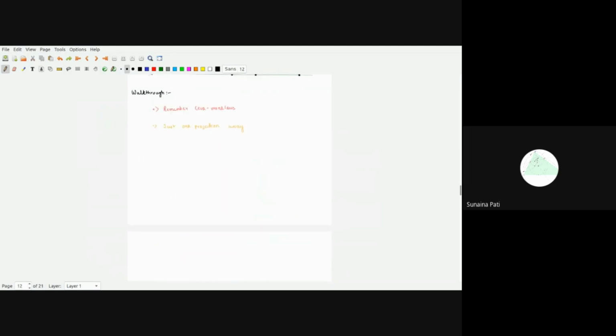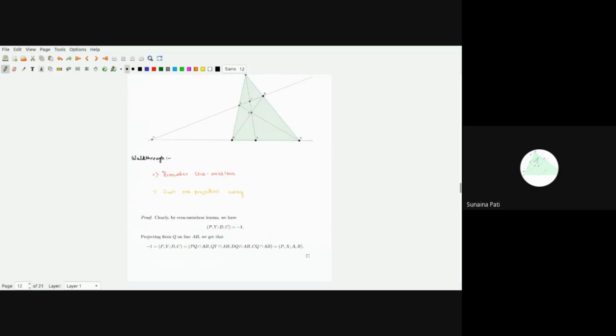Yeah, so exactly what Ravi told us. I'll just copy paste the proof here because it's exactly the same as what Ravi said. So by Ceva Menelaus, remember (P,Y;D,C) is -1, and then you project from Q to the line AB and you get (P,X;A,B) as -1. Everybody is fine with it, right? I hope everybody is. Yes, okay.